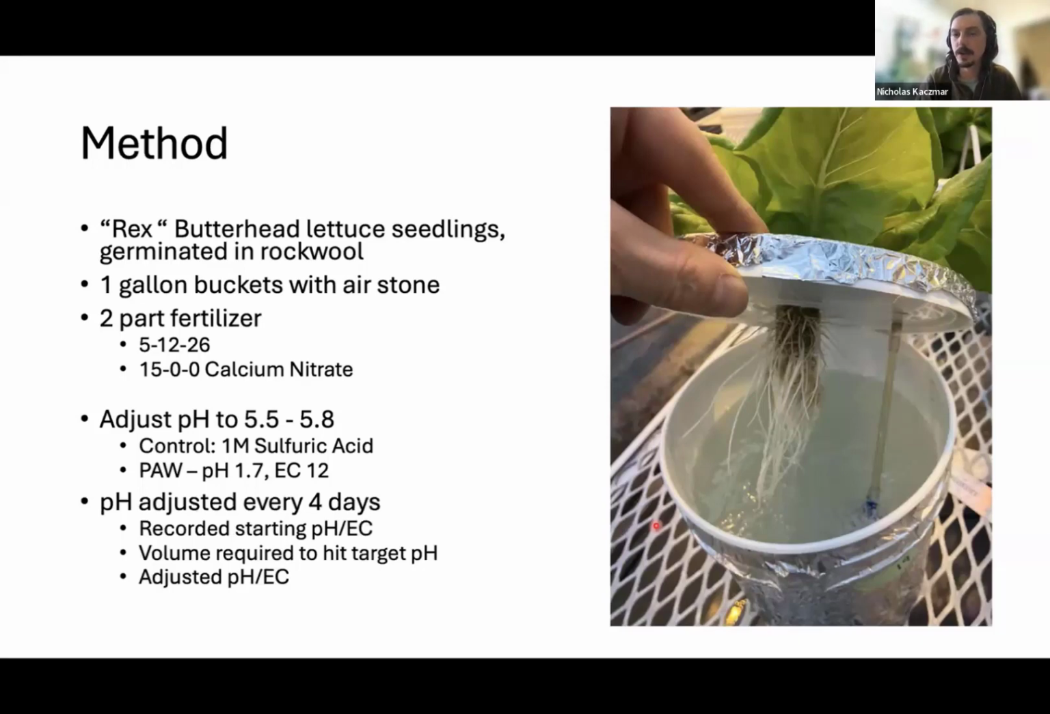And what I did was I recorded the starting pH and EC of our nutrient solutions, and then the actual volume of either PAW or acid that was added to hit that target pH, and then what that final adjusted pH was.